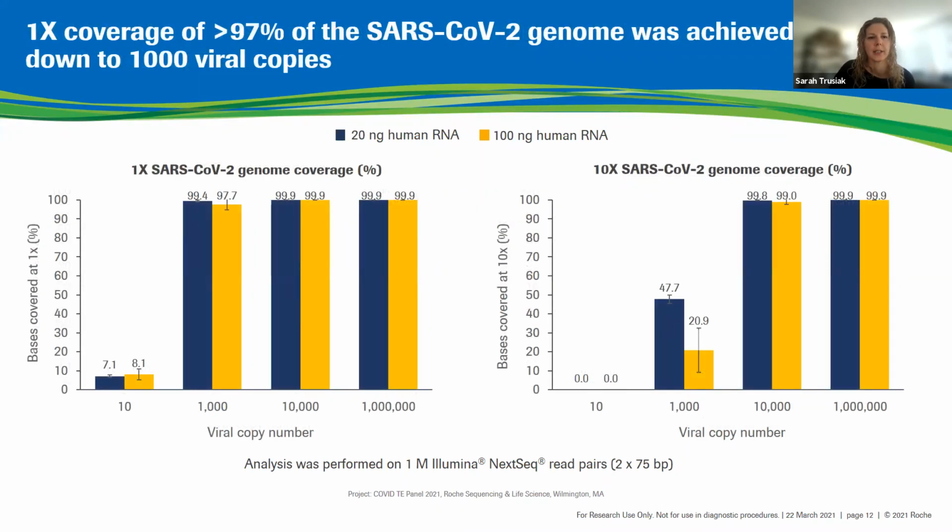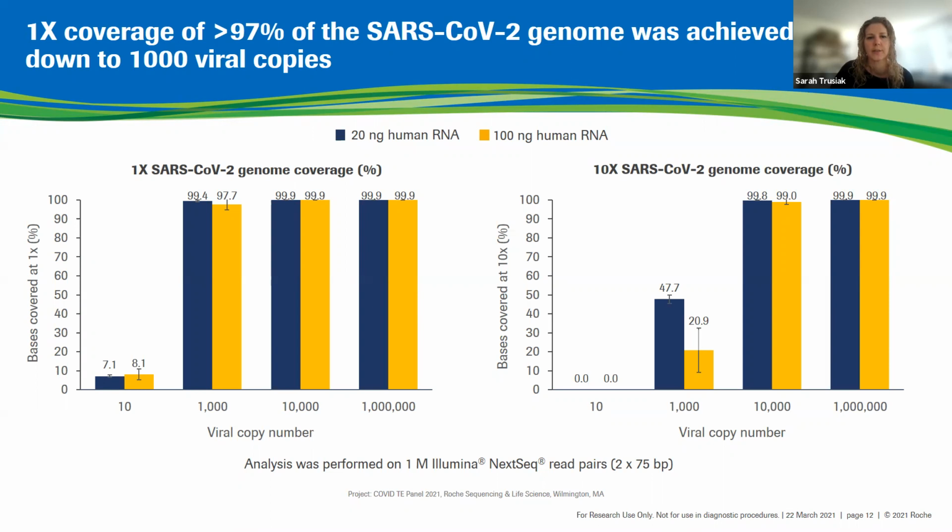In looking at the consistency of that coverage across the SARS-CoV-2 genome, our bases covered at 1x was greater than 97%, down to as few as 1,000 copies and 100 nanograms of human RNA. And then that increased to over 99% for the higher viral copy levels and 1,000 copies in 20 nanograms of human RNA. Even at our 10 viral copy samples, we were able to identify 7 to 8% of the genomic bases covered at 1x.